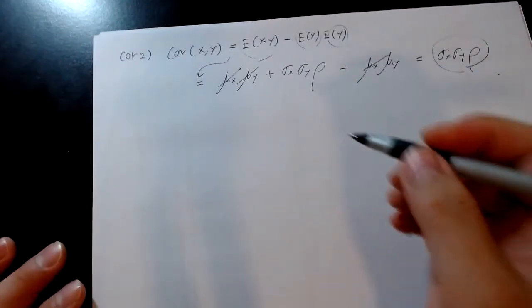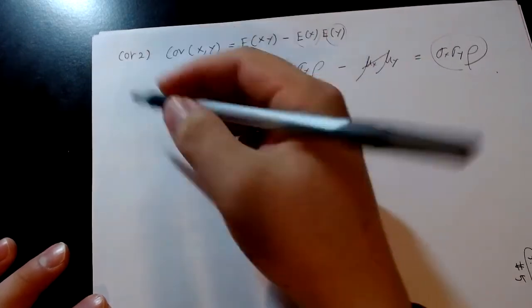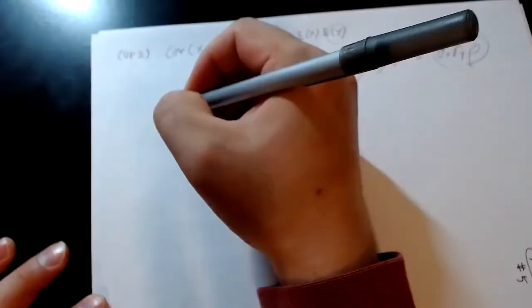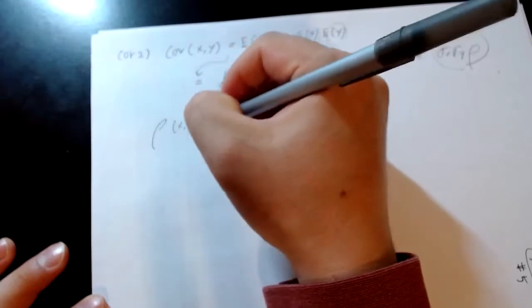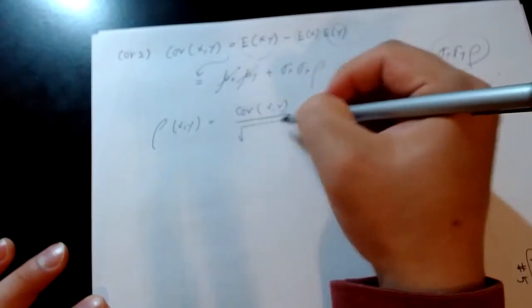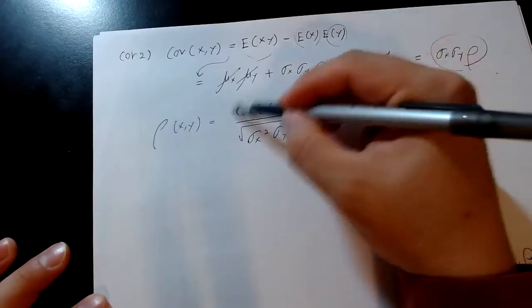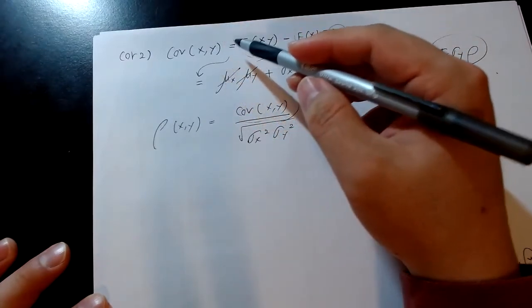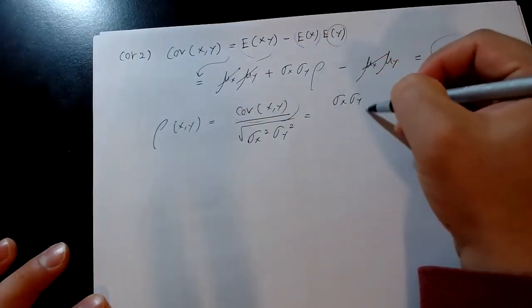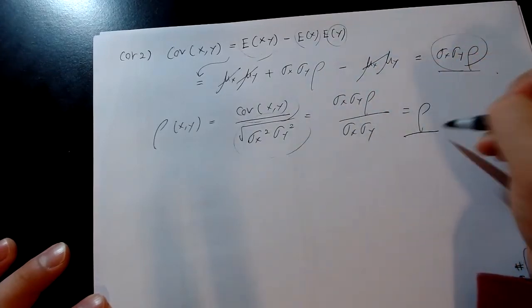Let me do this again. So now the rho of X comma Y is the covariance of X comma Y over the square root of sigma x squared sigma y squared. From the second corollary, we figured out the covariance of X comma Y is sigma x sigma y times rho, over the bottom one, sigma x sigma y. So it's just going to be rho.